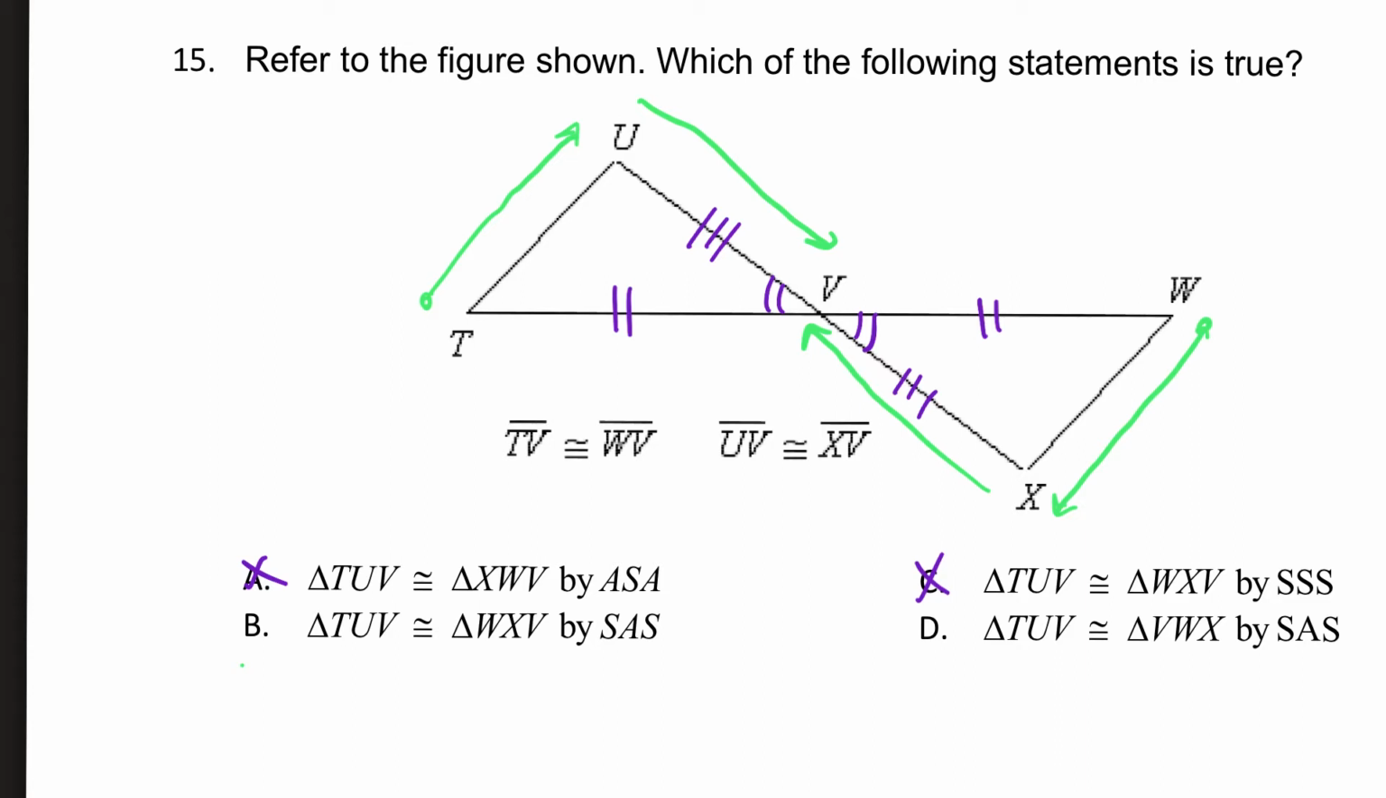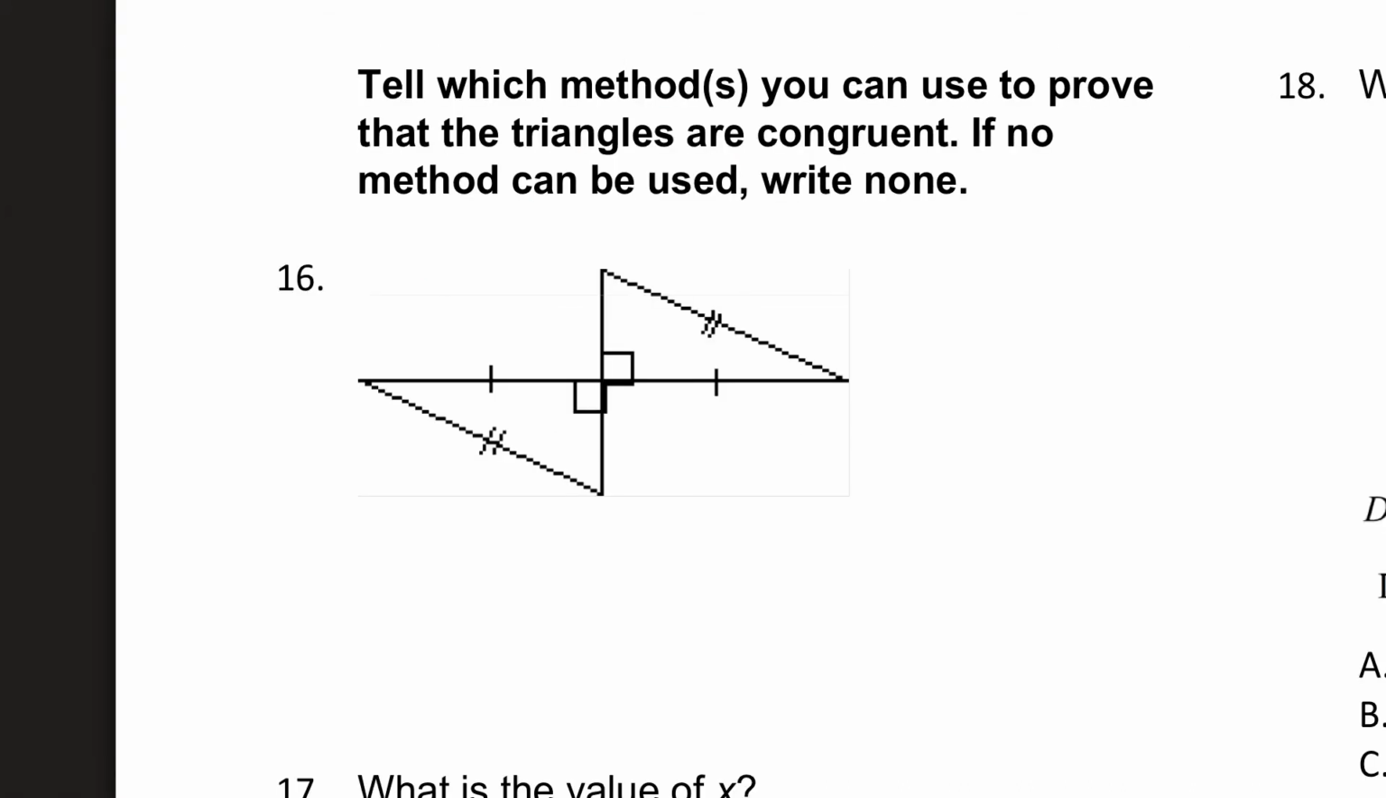Oh, let me switch back. Number 16, tell which methods you can use to prove that triangles are congruent. If no method can be used, write none. Okay, we have right triangles. That's good. That brings HL as a possibility.